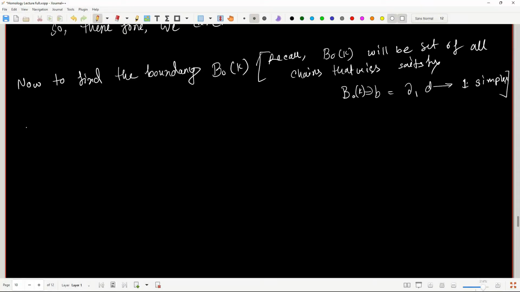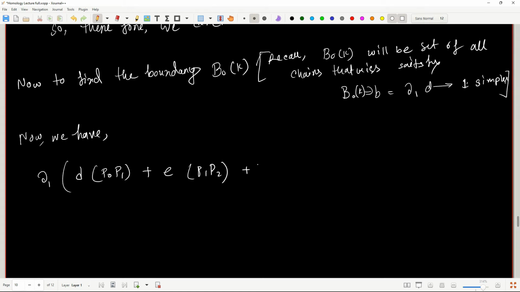So now we have del 1 acting on this, let's say d p0 p1, e p1 p2, f p2 p0, and this d, e, f also belong to Z, because any element in a 1 chain group can be written like this, okay. So that's why I have to take any element that belongs to a 1 chain, okay, and then I have to take it and operate the boundary operator on it.